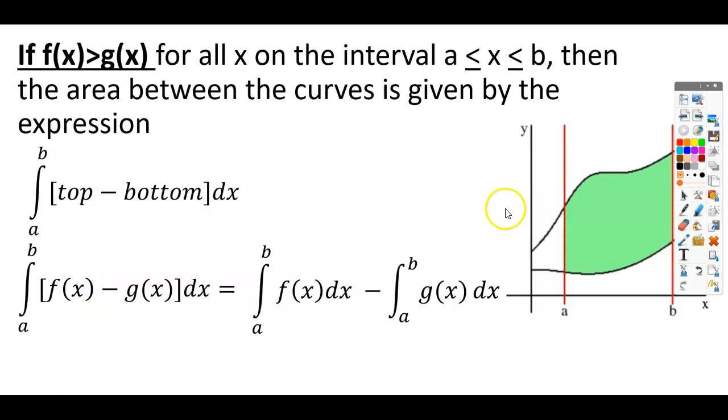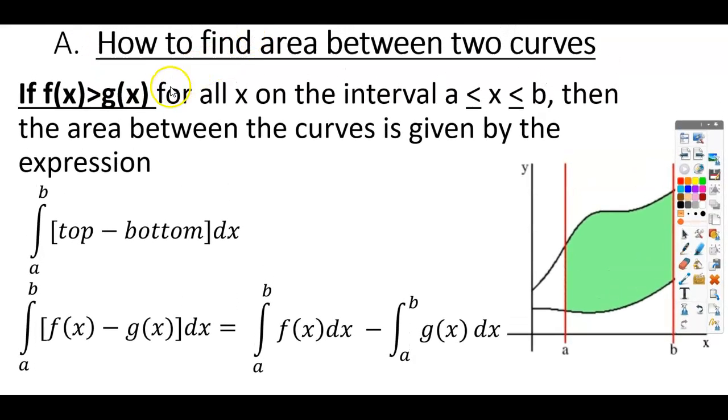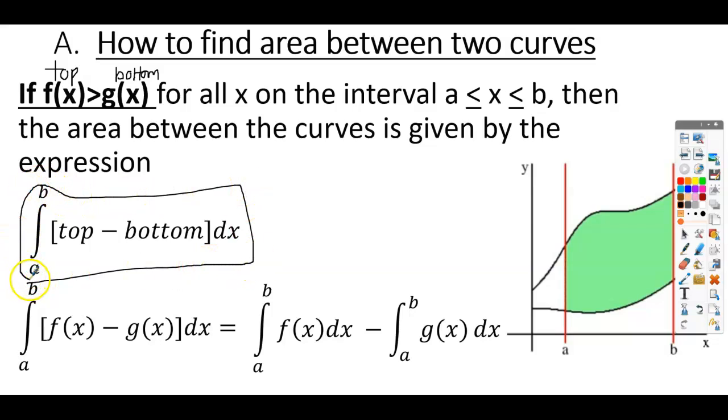Okay, so that leads us to our slide here that kind of explains the whole process. So how do you find the area between two curves? Well, if f of x is greater than g of x, and what that means is that f of x is the top function and g of x is the bottom function. If f of x is greater, that means its y values are higher, and if the y values are higher, that means they're greater. In other words, you have the top and the bottom here. So if f of x is greater than g of x for all the values of x on the interval from a to b, then the area between the curves is given by top minus bottom on that interval.